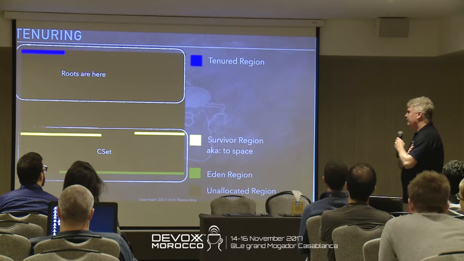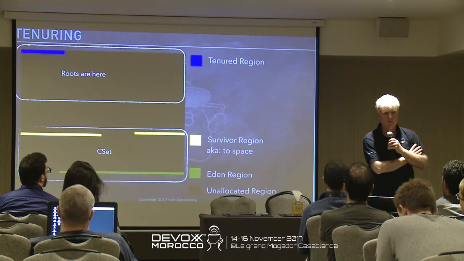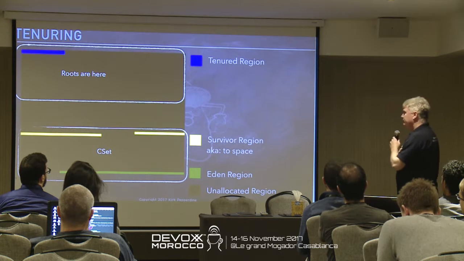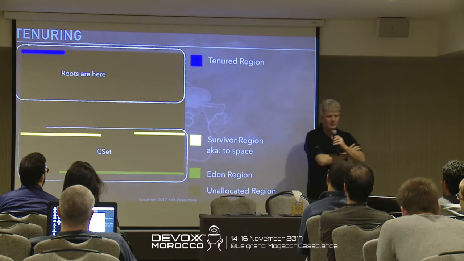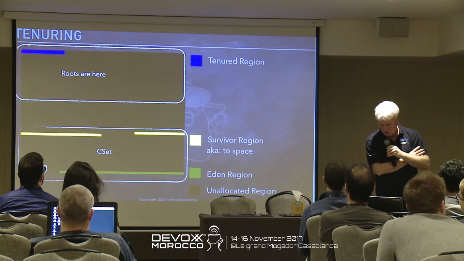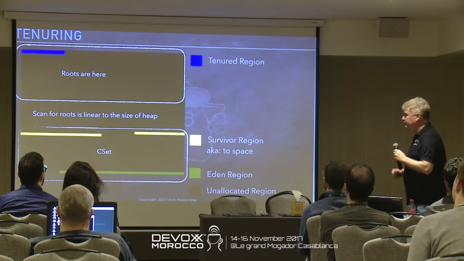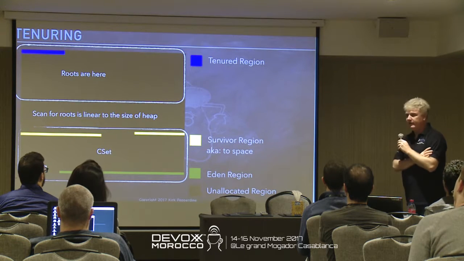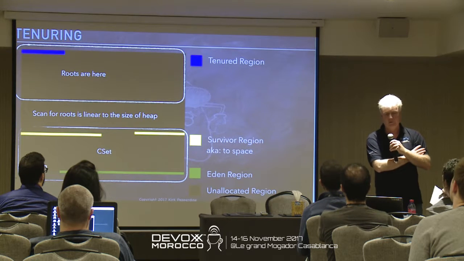So now we have a problem. We have a time complexity issue with doing the scan for roots. In order to find the roots, we have to scan all of tenured. And we don't really want to do that. So how are we going to manage that? Because scan for roots is linear to the size of the heap, and that's why we didn't want to use CMS.